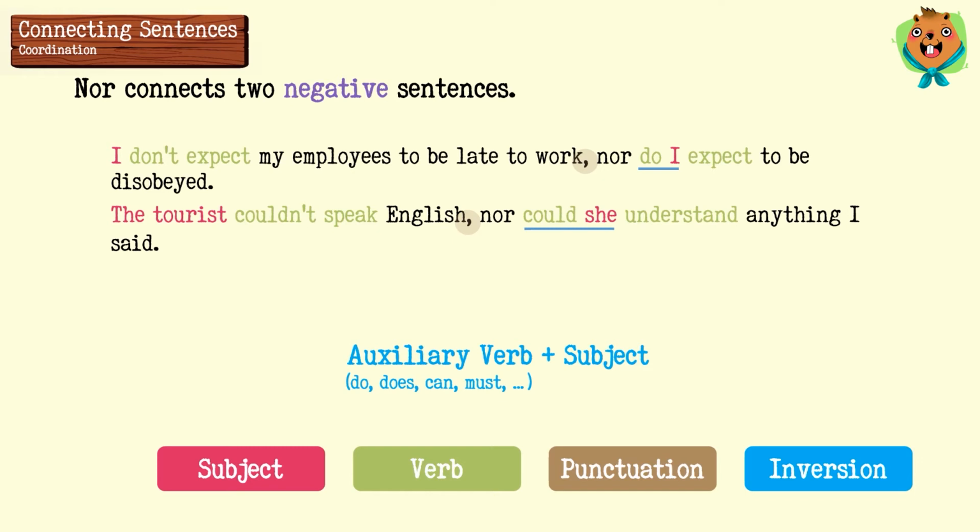Actually, you already know how to form and use inversion. This is the structure you use in most English questions. Now, look at the sentences we have here, and notice that after nor, we have inversion. You have an auxiliary verb before the subject in both examples.